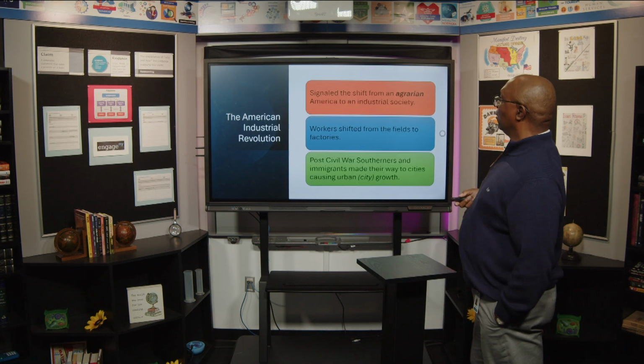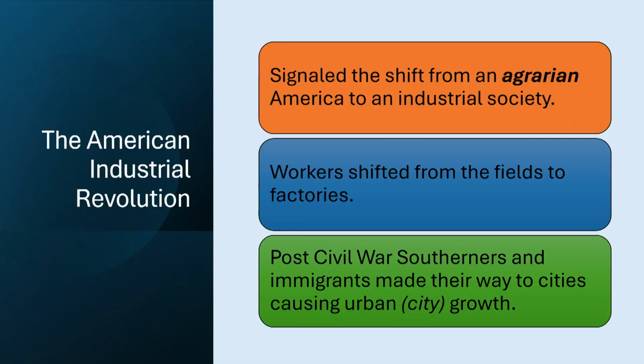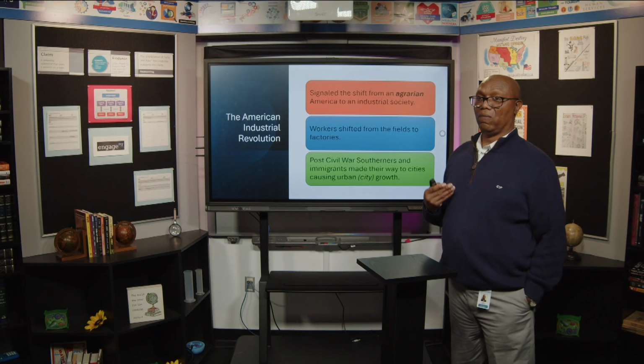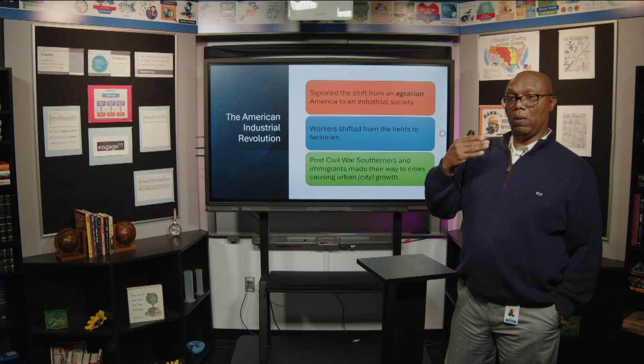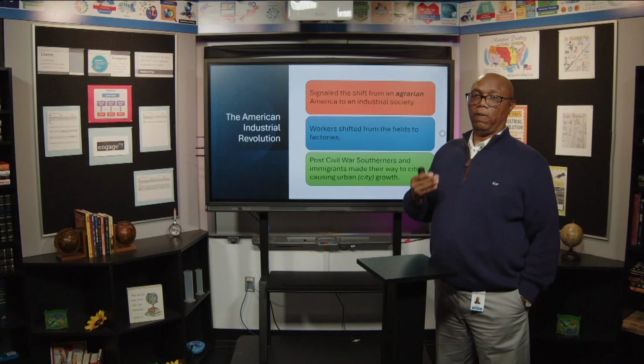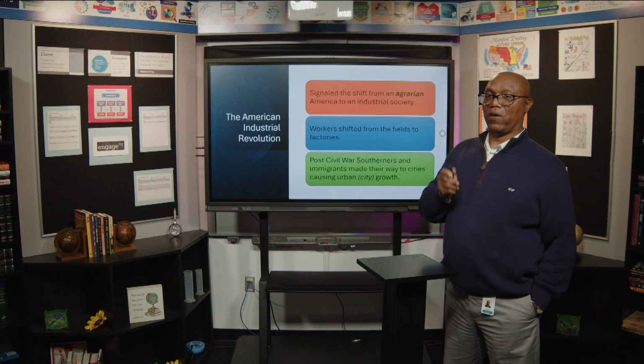All right, the American Industrial Revolution signaled the shift from an agrarian America to an industrial society. Workers shifted from the fields to the factories. Post-Civil War Southerners and immigrants made their way to the cities, causing urbanization to start. So what we're telling you is after the Civil War, no longer is farming going to be the number one employer of people. It will be industrialization and factory work.